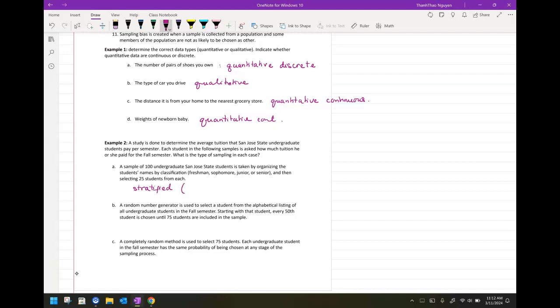Okay. So you divide into groups, then take a sample from each group.